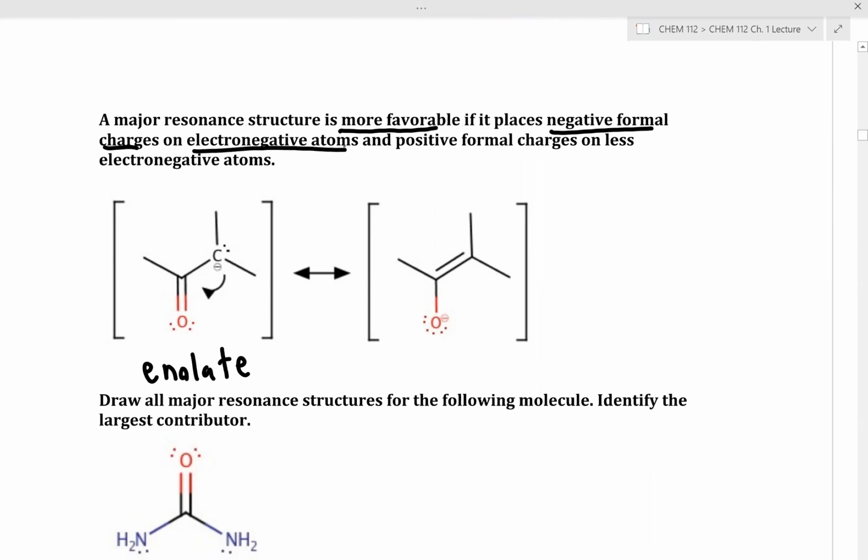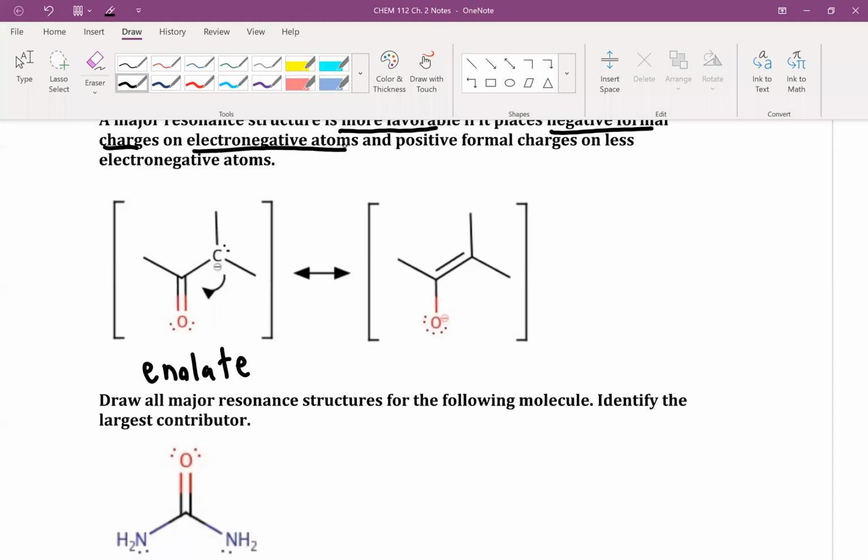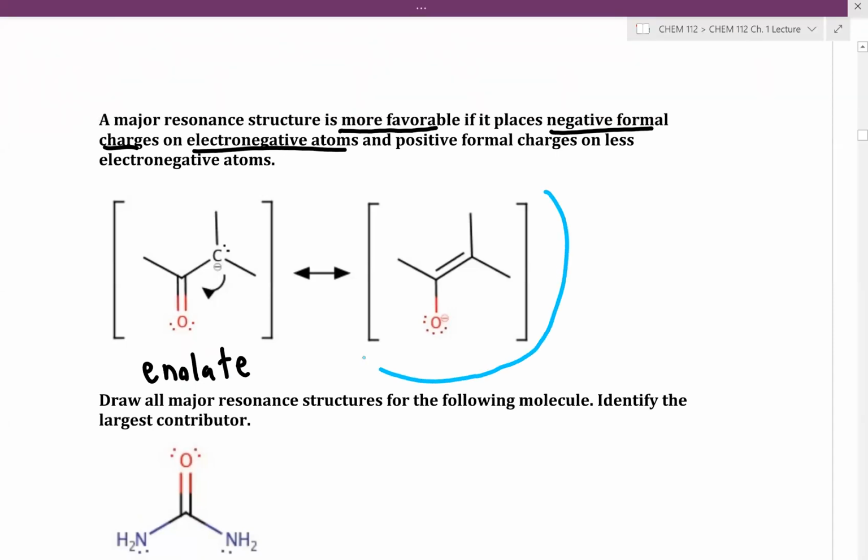So looking at these two potential resonance structures, which of these two resonance structures is preferred? Which one places the negative charge on the more electronegative atom? One on the right, exactly. And this is often why when we think about enolates, we're really looking at the enolate geometry, the geometry with respect to the double bond. The double bond character is quite substantial for an enolate.